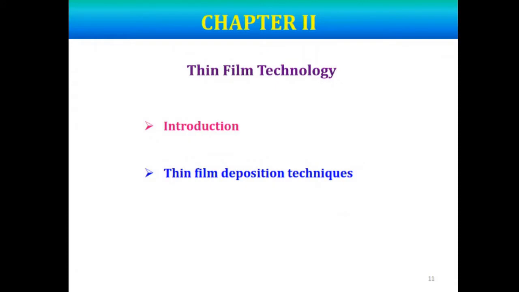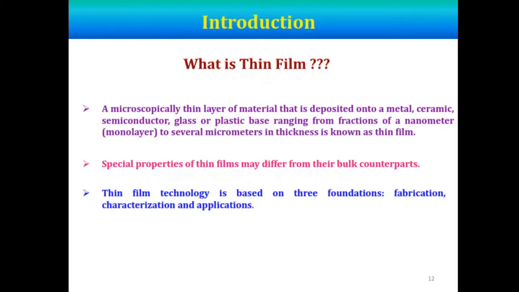In chapter 2, we are going to see thin film technology, that is introduction and thin film deposition techniques. In the introduction, what is thin film? A microscopically thin layer of material that is deposited onto a metal, ceramic, semiconductor, glass or plastic base, ranging from fractions of a nanometer to several micrometers in thickness, is known as thin film. Special properties of thin film may differ from their bulk counterparts.